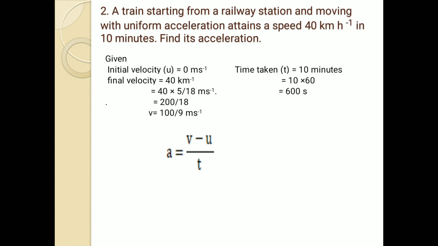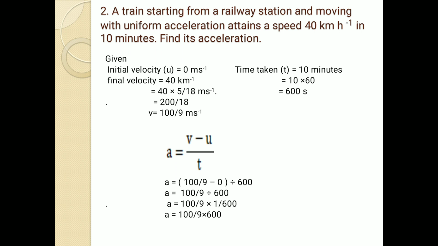So next we'll substitute all the values. You know the formula: A is equal to V minus U by T. So A is equal to, V value is 100 divided by 9, minus U value is 0 because initial velocity is 0, and divided by 600. T value is 600. So now further if you simplify, 100 divided by 9 minus 0 is 100 divided by 9 only, and divided by 600. If we take the reciprocal, because division will become multiplication, so 1 divided by 600.